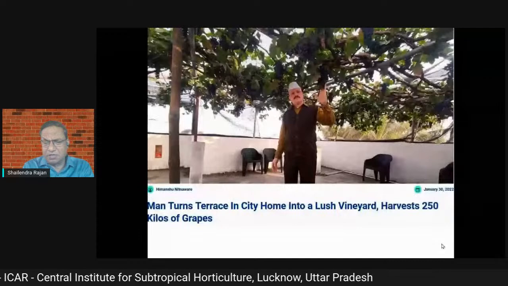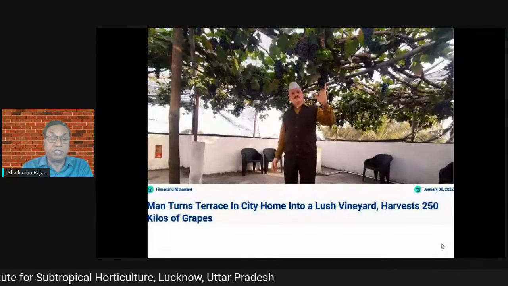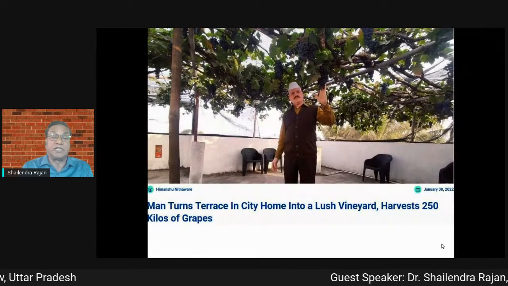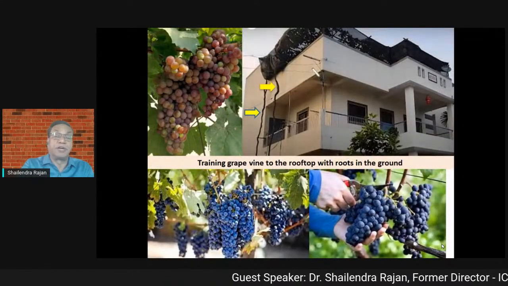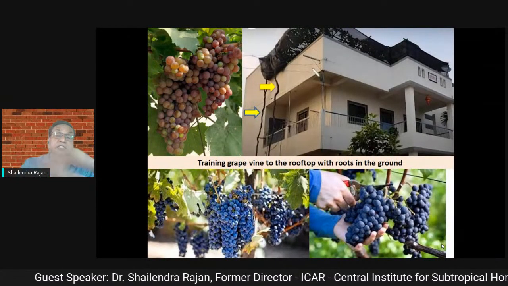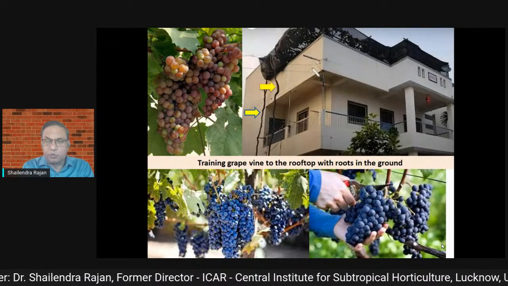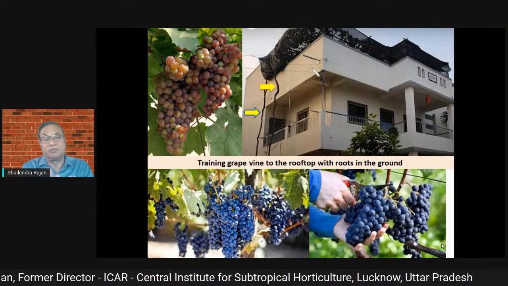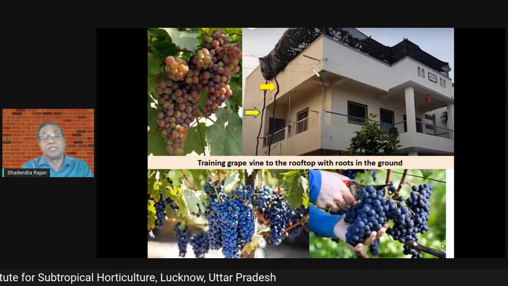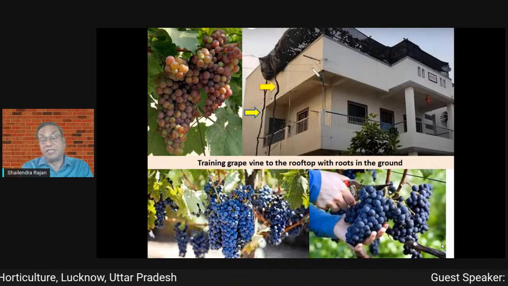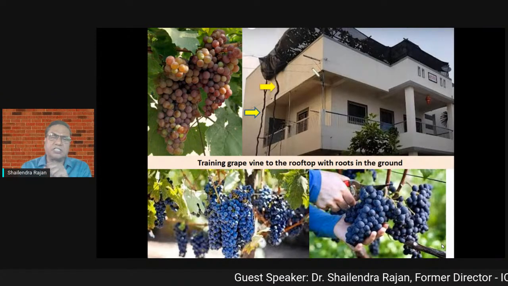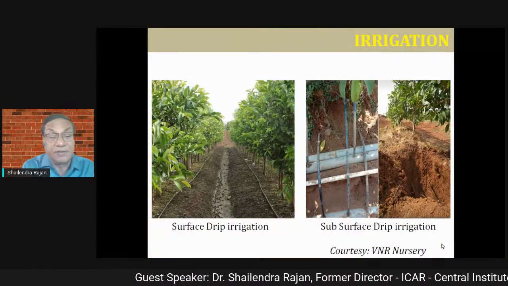I am giving one example of how a person in Pune has trained a grapevine. It has been planted on the ground and he has trained it on the top, and 250 kg of good quality grapes he has harvested. Good quality grapes can be harvested with training and pruning only, and I'm not going into that in detail, but the technology has come up in a very, very great way.